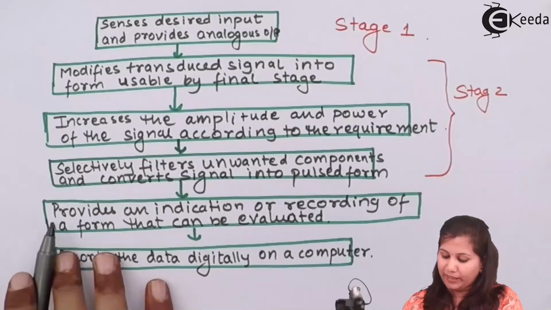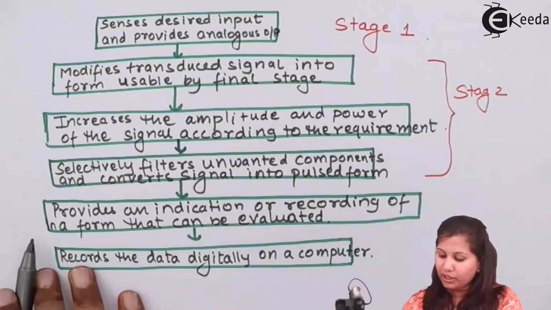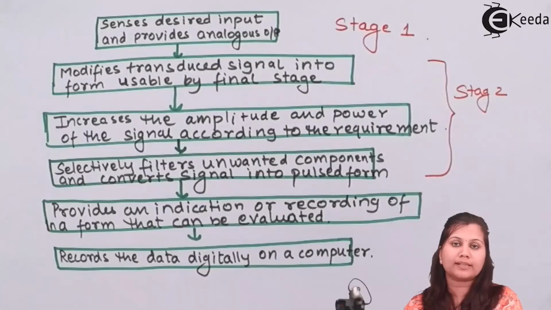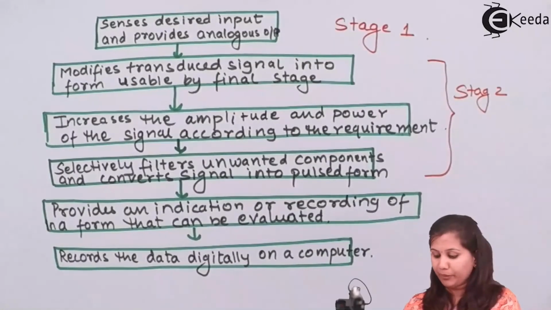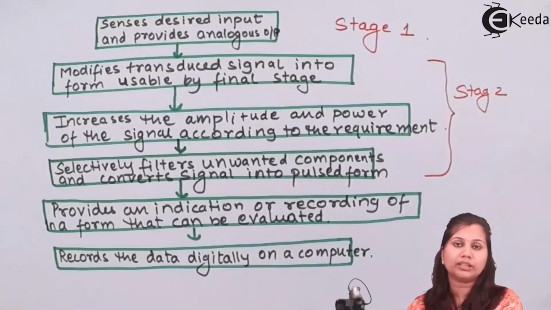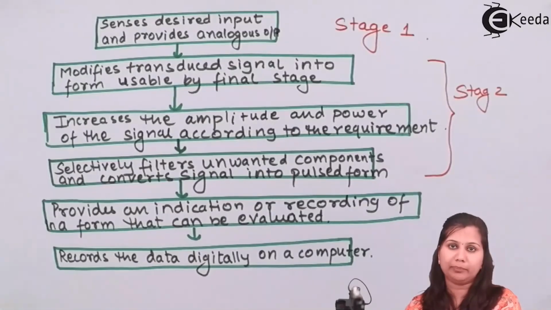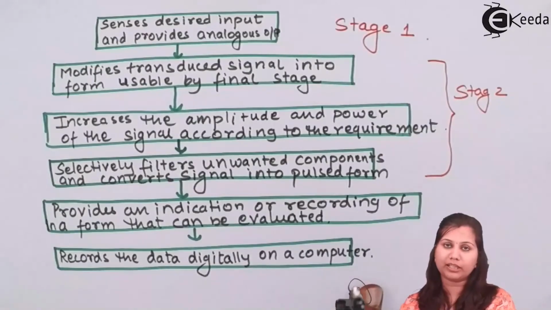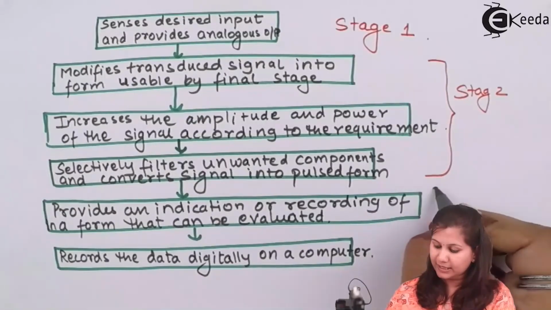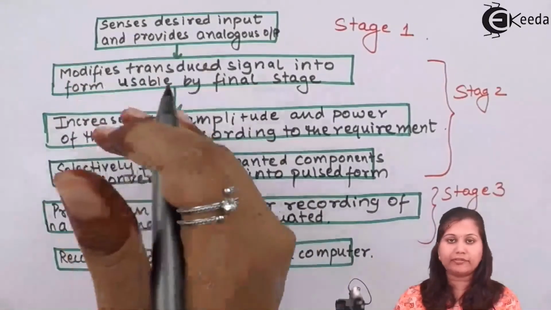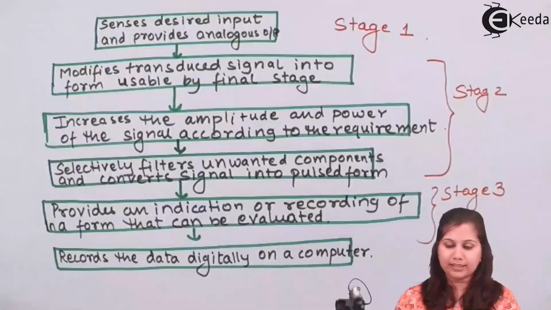Now next we have the element that provides an indication or recording in a form which can be evaluated by some personnel, display devices or computers. This is done by the data presentation element, which is going to convert the data into some presentable or readable form, and then the data is recorded digitally on a computer if it is necessary. So this is stage 3. So these are the different stages of a measurement system.